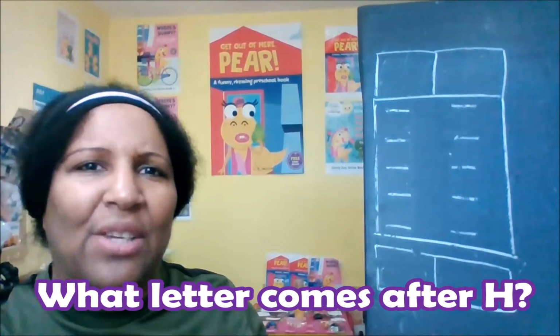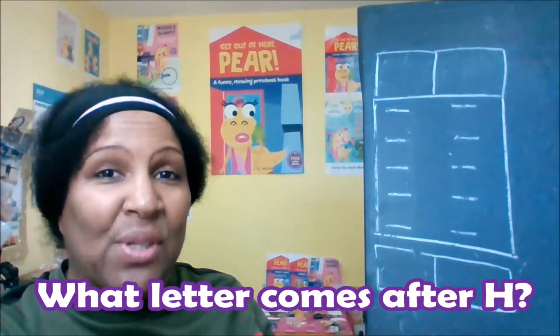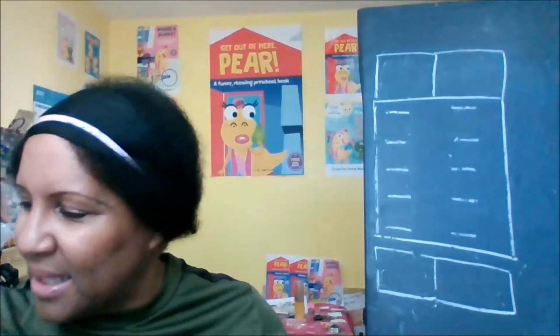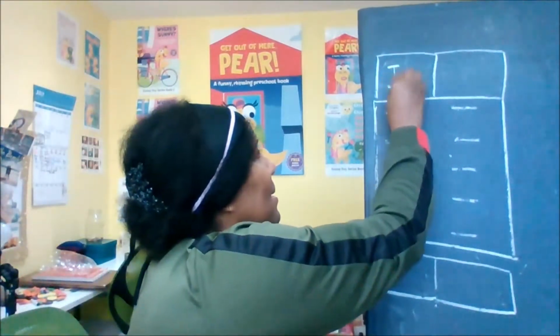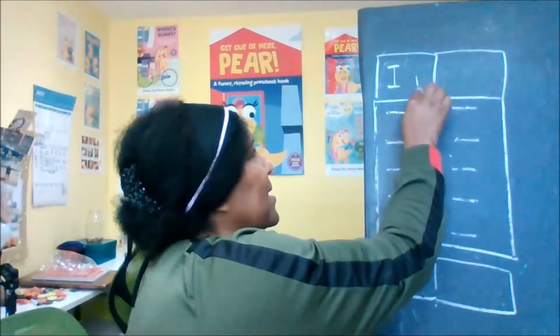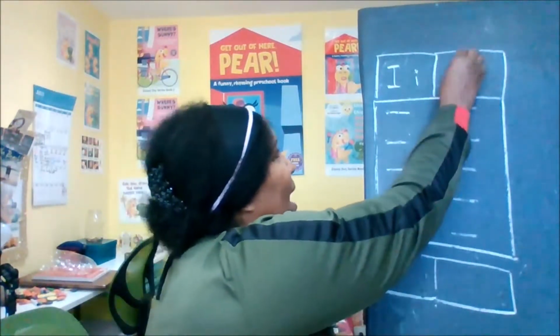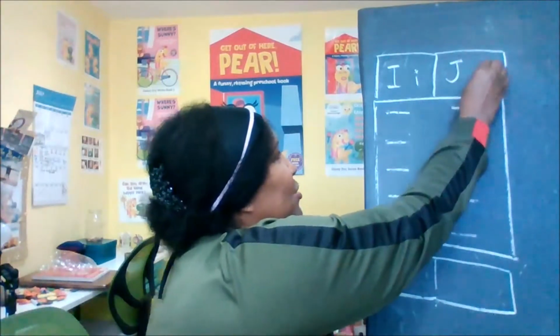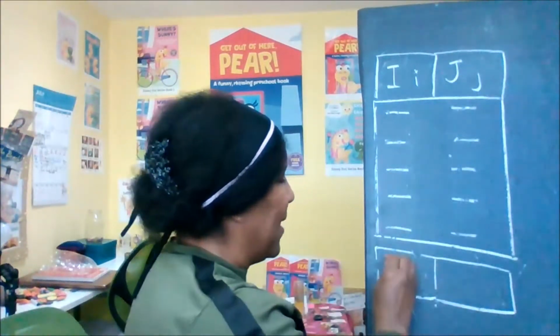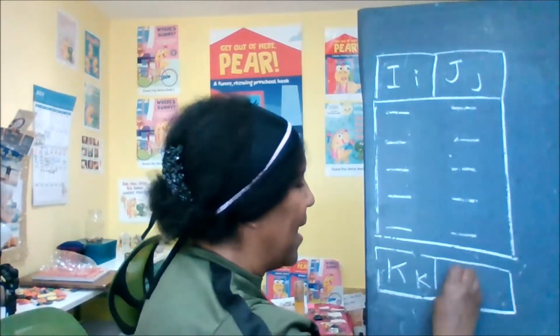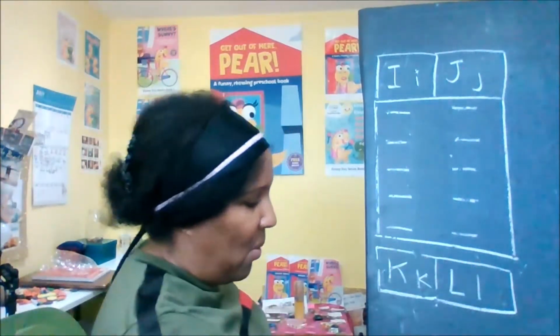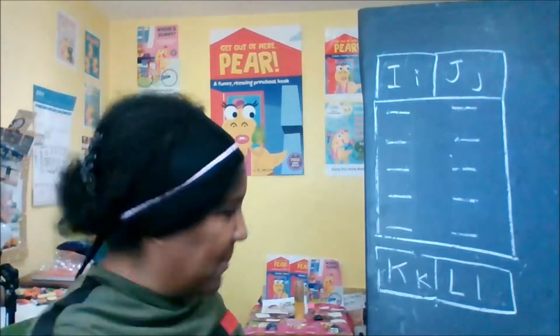What comes after H? What letter comes after H? If you said I, you are right. All right. I here. Uppercase, lowercase, or big and small. J. We have K here. And we have L. And we did all the way up to here last time.